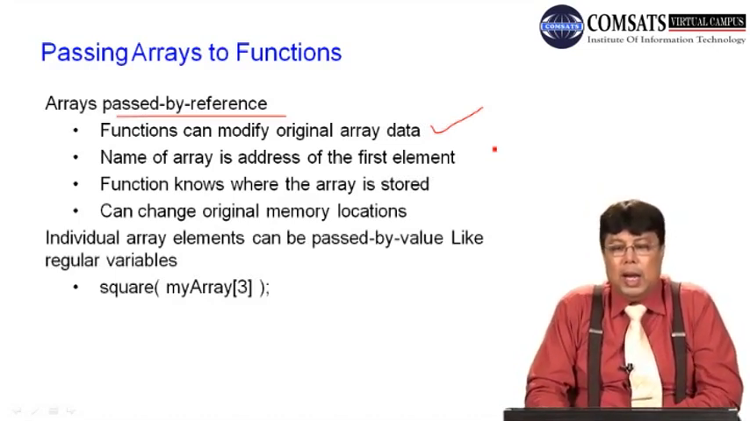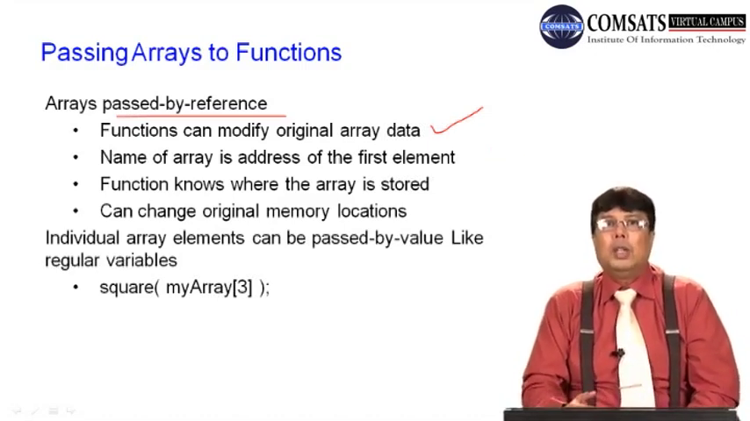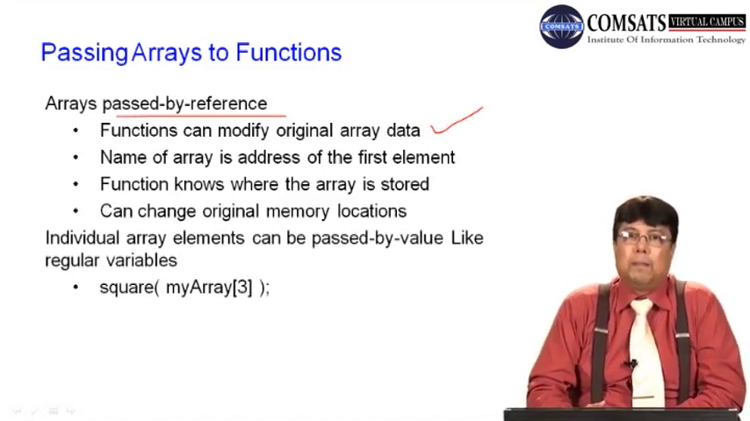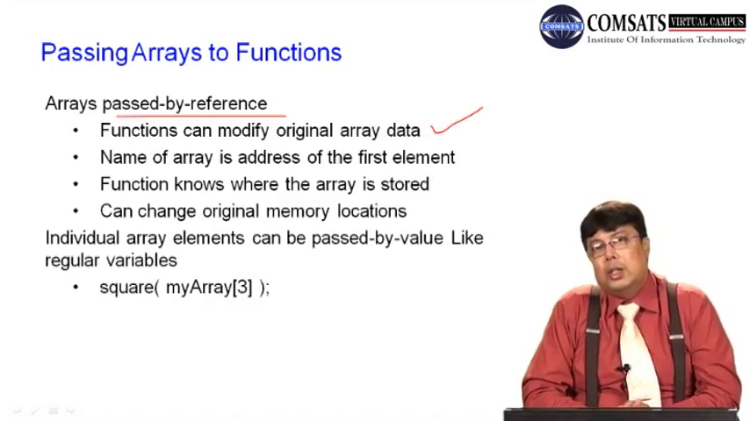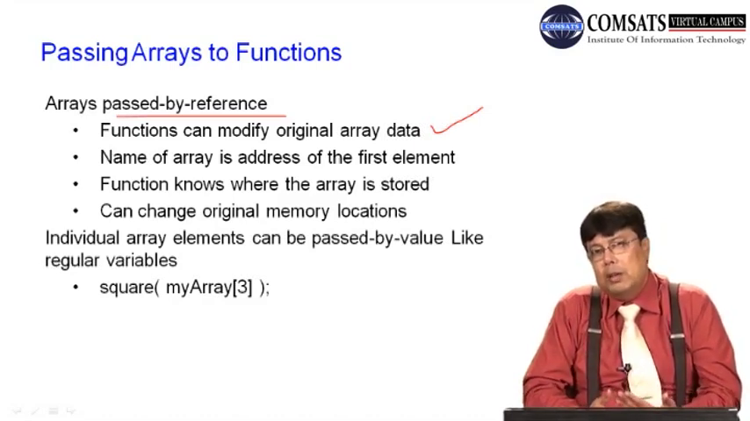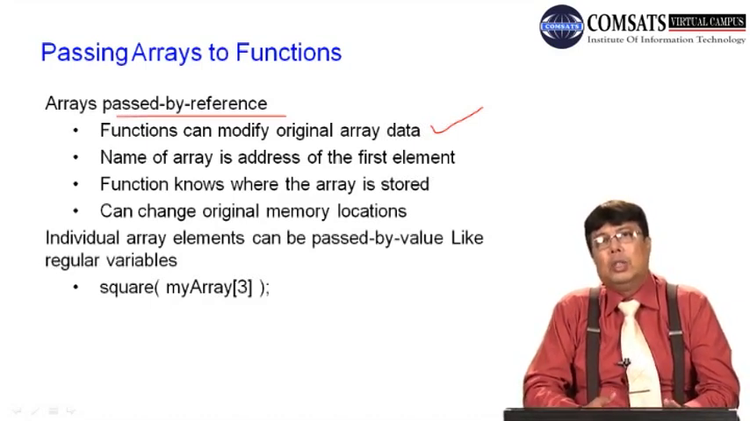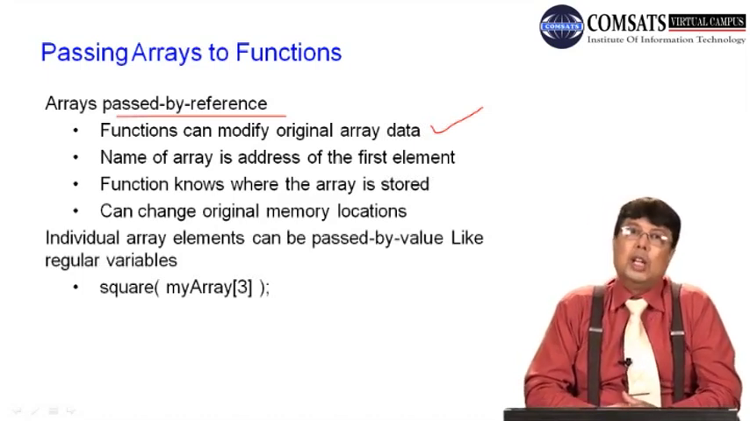So the name of the array is the address of the array. And what is the address of the array? The address of the array is basically the address of the first element of the array. So the function knows where this array is stored. Now because the function has the address of the original array, using this address the function can access the contents of the original array elements and can change these original data elements also.